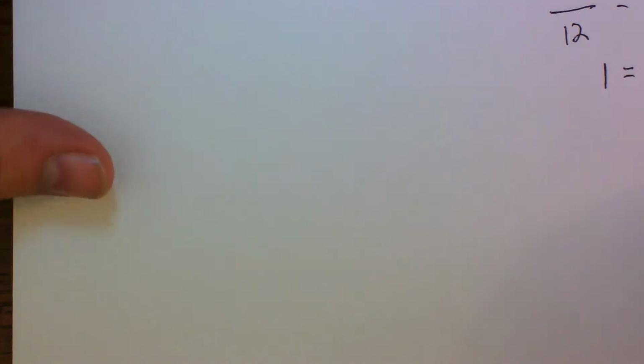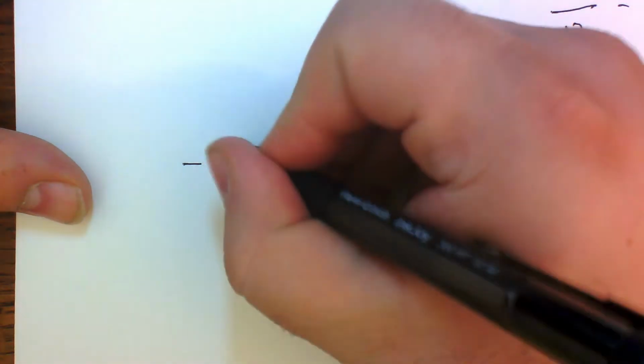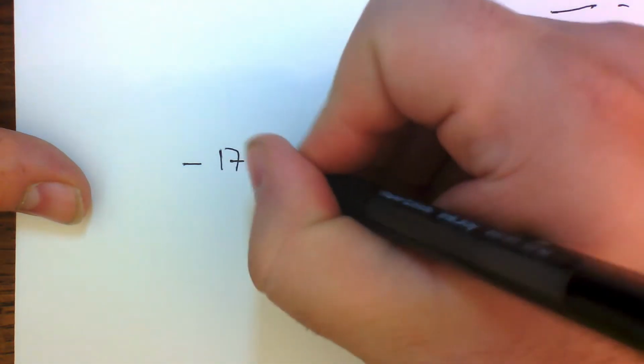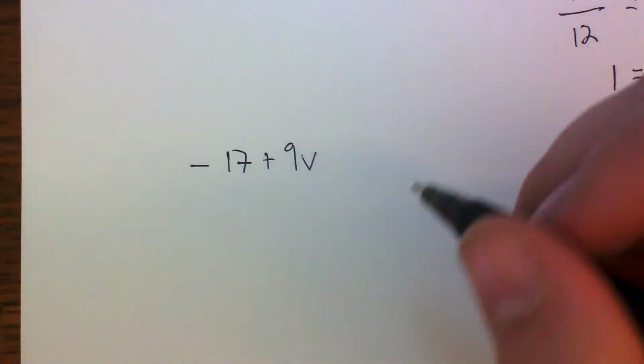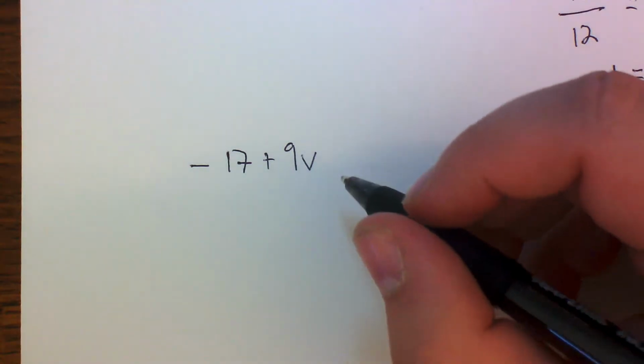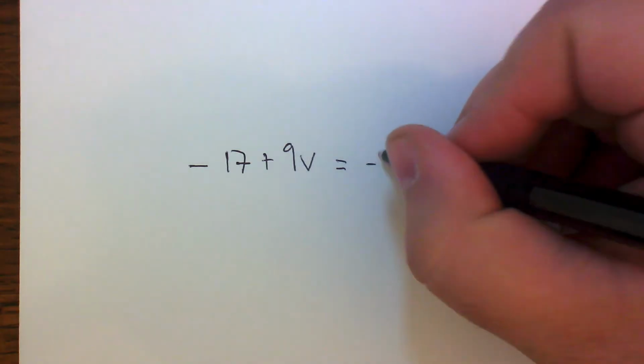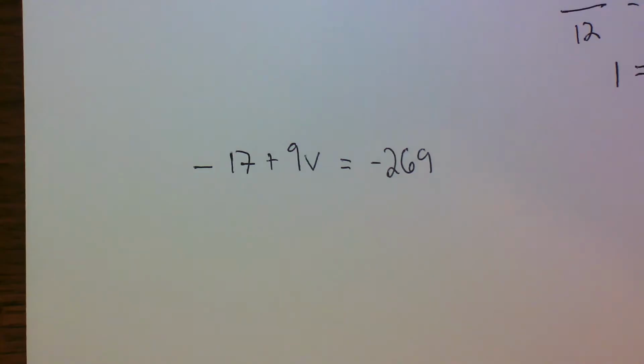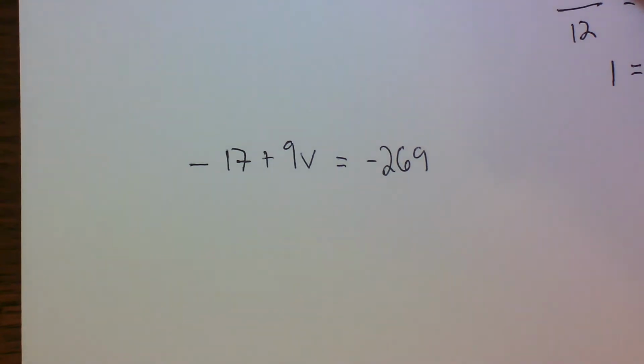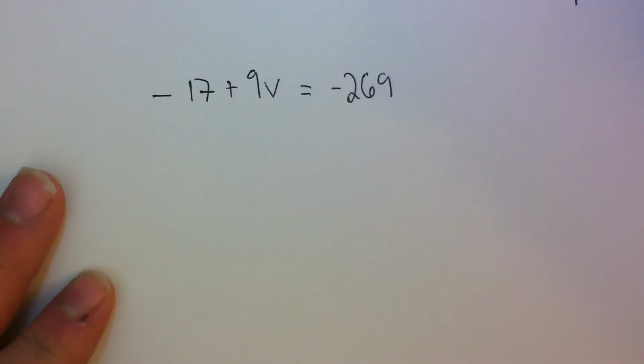Let's say we have a little more difficult one here. Let's say we have negative 17 plus 9v is equal to negative 269. Oh my gosh, where the heck did you get that, Mr. Anderson? That's crazy. Oh, just bear with me here.